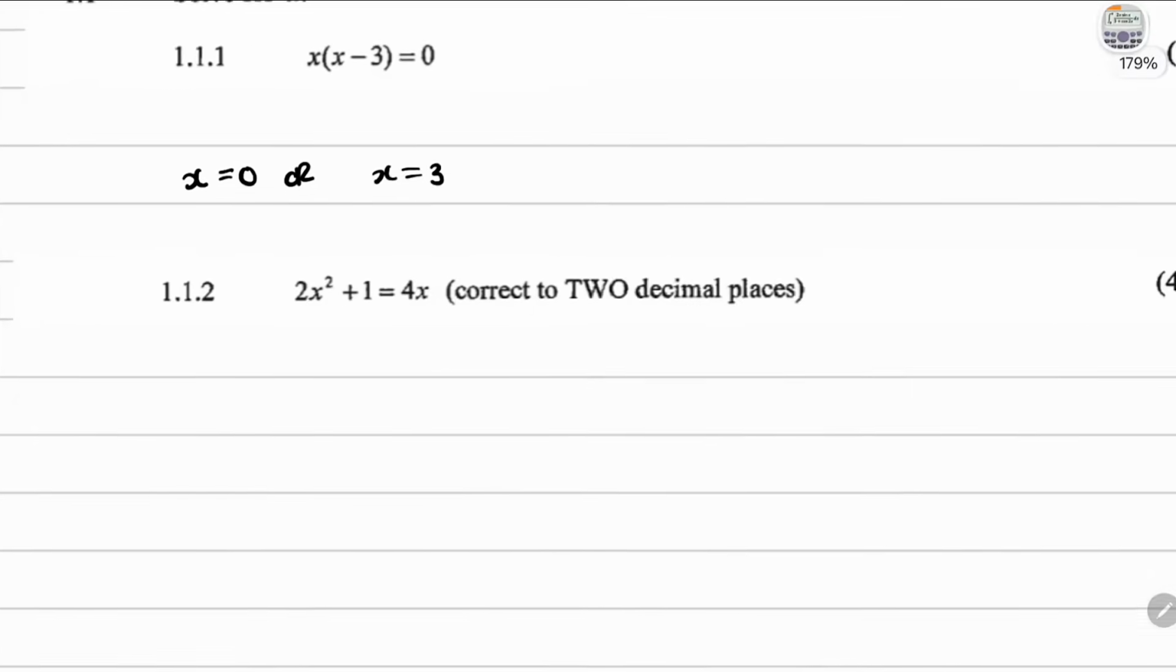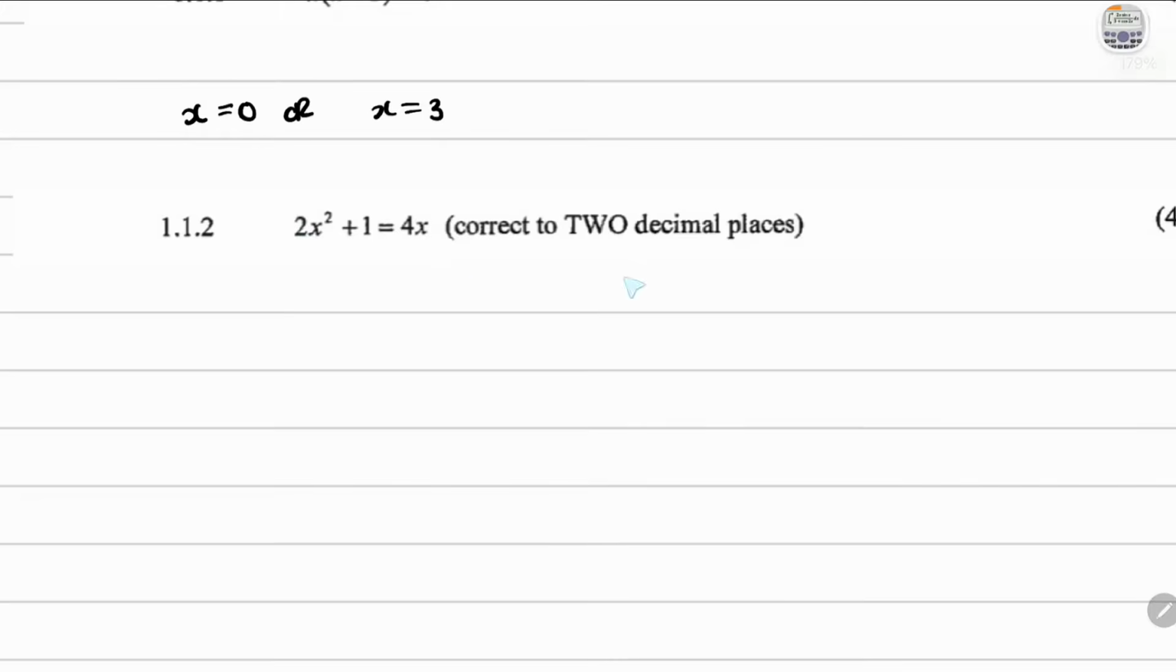The next question, 1.1.2, says we need to solve for x again, but this time correct to 2 decimal places. And you know that when they say that, they're really just hinting at use the quadratic formula. First of all, notice that it's not in its standard form. So we need to take that 4x over. So we have 2x squared and then minus 4x to put it in the order of its exponents, and then plus 1 is equal to 0.